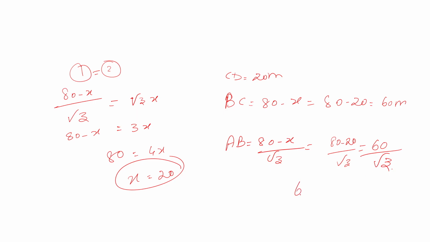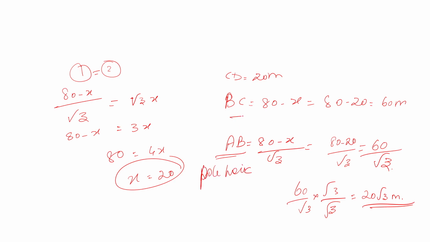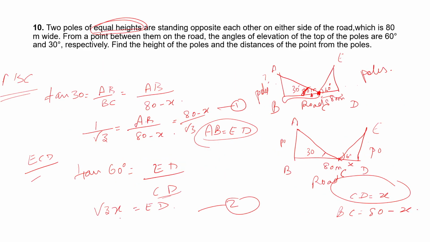If you want to simplify further, you multiply and divide by root 3. So you will get 3 at the denominator. 60 by 3 is 20 root 3 meter. So this is the height of the pole. Okay. These are the distances from the place where they are standing. Okay. Clear?